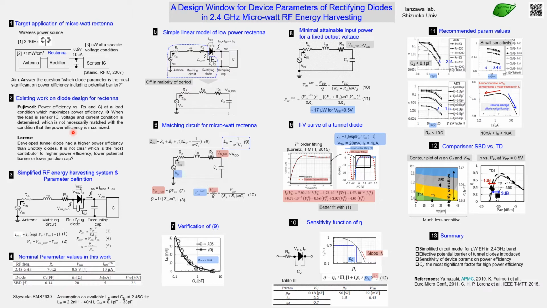And therefore, in this study, we focus on the low power Rectenna and which device parameter determines the power efficiency, so that device engineers can focus on that device parameter for a higher power efficiency at microwatt level at a specific voltage condition.